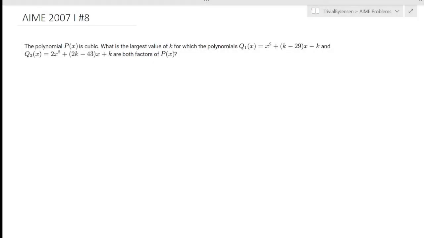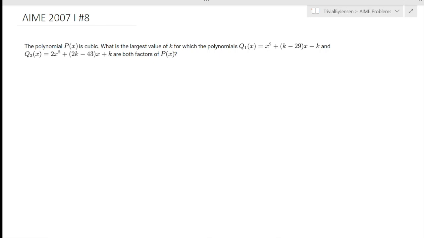This is 2007 AIME I Problem 8. So we're told the polynomial p of x is cubic, and then we're asked what is the largest value of k for which the polynomials q1 of x, which is some quadratic, and q2 of x, which is some other quadratic, are both factors of this cubic p of x.